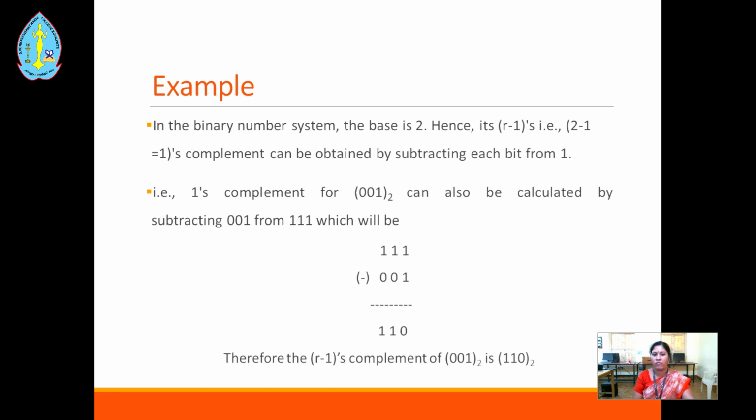Here we are having 3 digits, so each digit is subtracted from 1, 1, 1. Hence we obtain the result 1, 1, 0. Therefore the r minus 1's complement of 0, 0, 1 is 1, 1, 0.